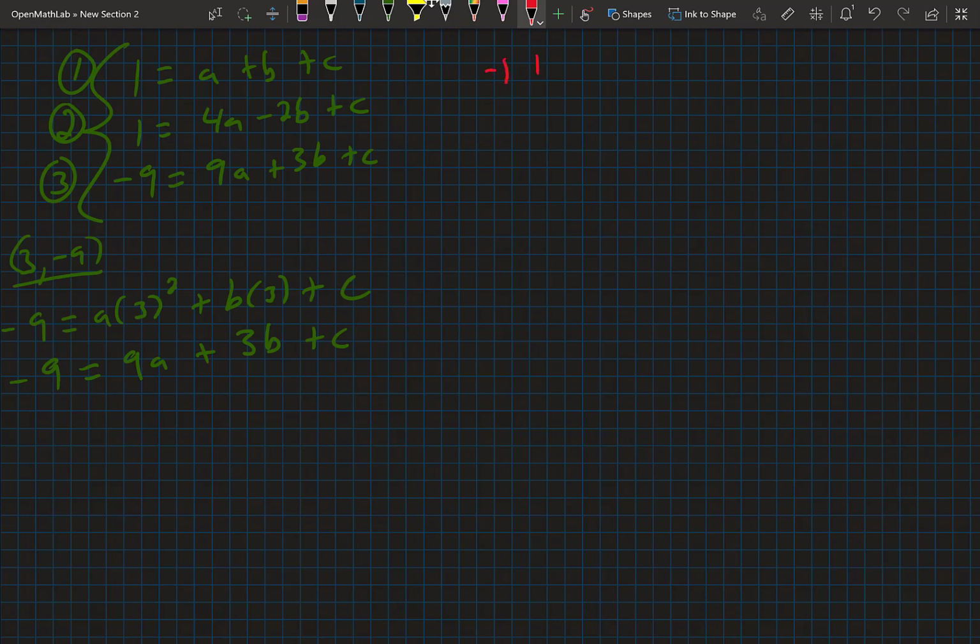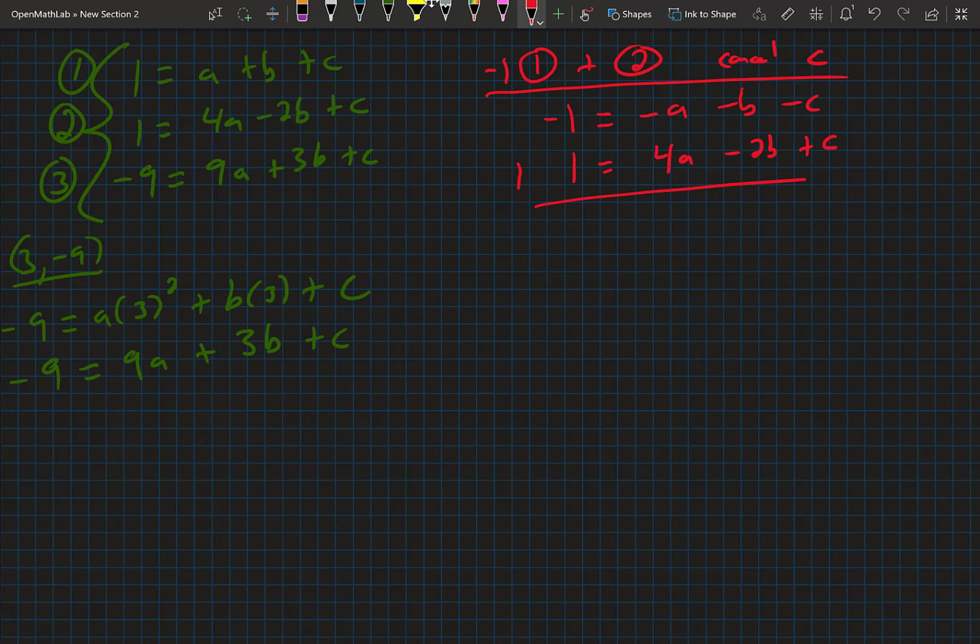So if I take negative 1 times equation 1 and add it to equation 2, we're going to cancel c, right? So negative 1 times equation 1 would be negative 1 equals negative a minus b minus c, right? You just multiply everything times negative 1 on both sides. And then if I write down equation 2, that would give me 1 equals 4a minus 2b plus c. And then I just add these equations together. So on the left-hand side, we get 0 equals 3a minus 3b, right? And then actually, I can factor out a 3 from the right side, and then divide both sides by 3, which gives me 0 equals a minus b, right? So I like to call this equation 4, right?